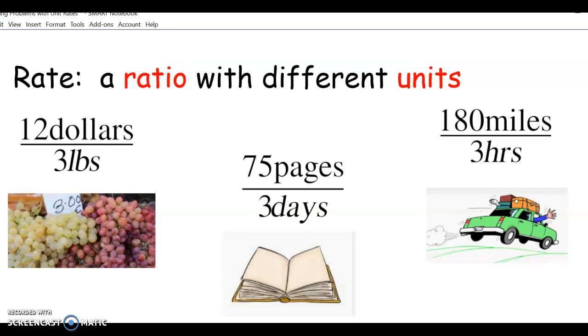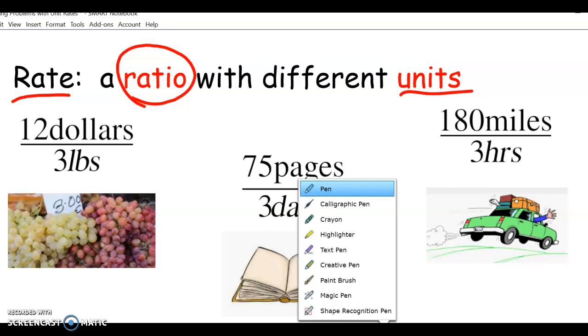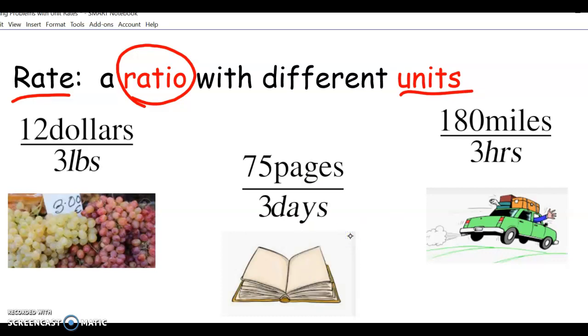And the word rate means a ratio. Remember, a ratio is like a fraction with different units, okay, different units. And units in this case would be dollars and pounds. So these grapes cost $12 for 3 pounds. Pages in a book and days. I can read 75 pages in 3 days. And this car is traveling 180 miles in 3 hours. So a rate is a ratio or a fraction that has different units.